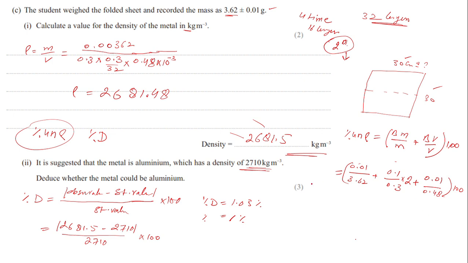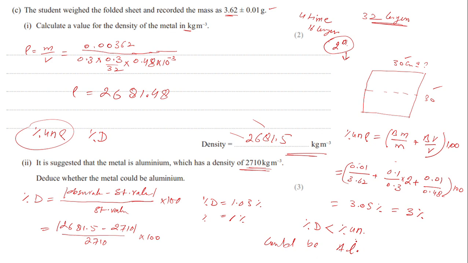So if you solve this, your final answer will be 3.05%, or approximately 3%. Clearly your percentage difference is less than the percentage uncertainty. That means the material could be aluminium.